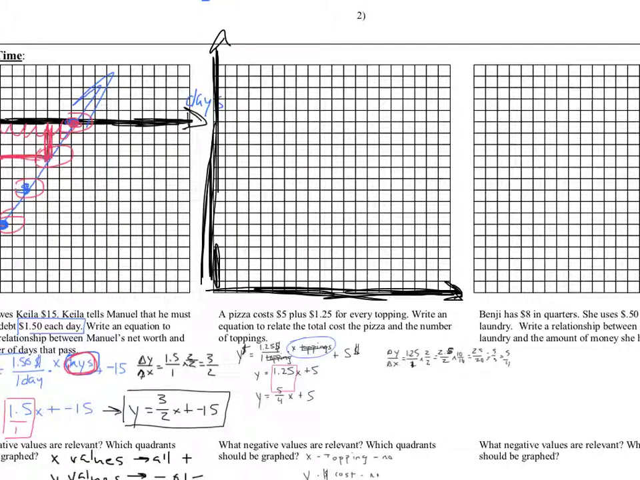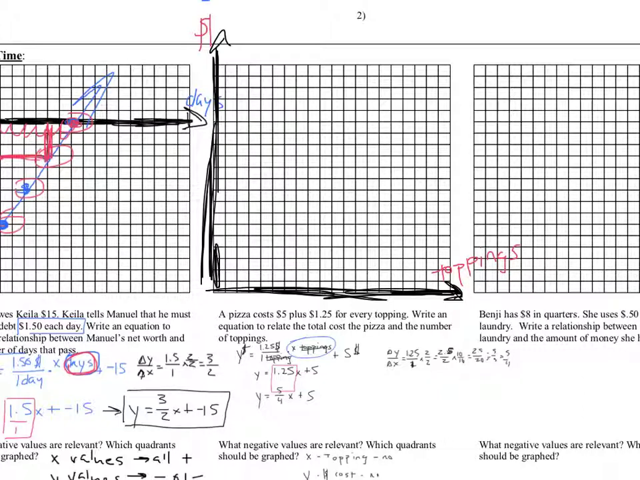Okay, let's label our axes. The y-axis, the up and down axes should have what units? Cost of the pizza, dollars. And the x-axis should have what units? Toppings. All right, let's go ahead and graph this.